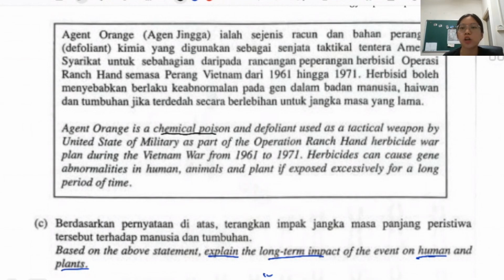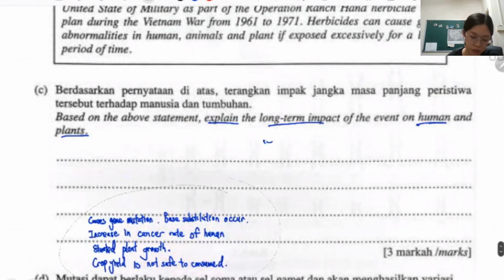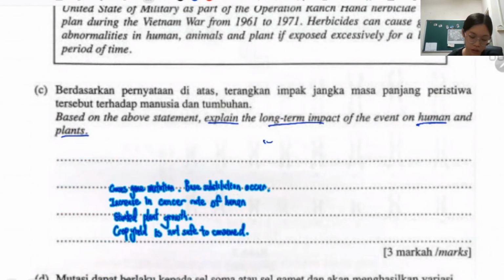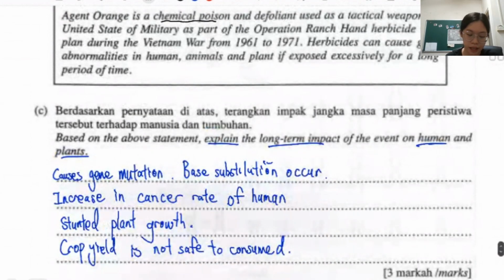Okay, they ask about humans and plants. Since they want you to mention both, you must mention both. You can't just explain humans only. It is highly encouraged to write both if you know how to explain. So for humans, a mutation will occur. It may cause gene mutation whereby base substitution occurs and increases the cancer rate of humans.